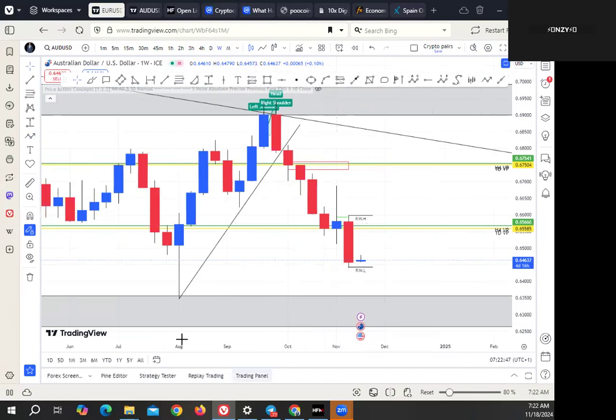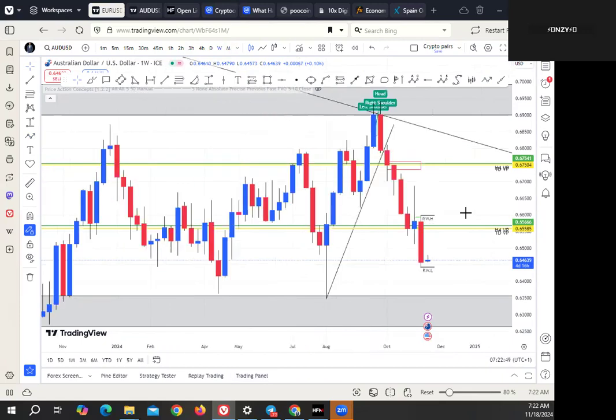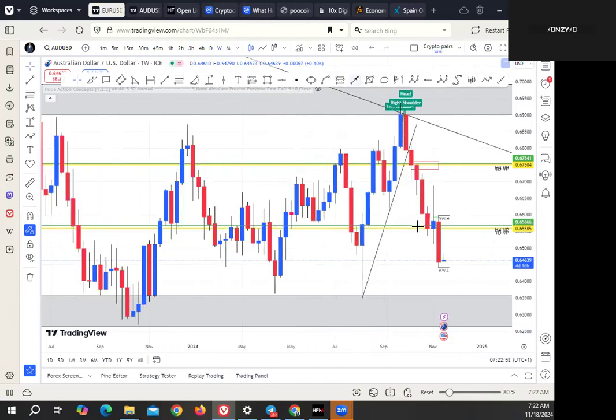So we have seen what we need to see on the monthly time frame, and also what we need to see on the weekly time frame, that the market is coming towards this zone over here, towards this point of interest over here.